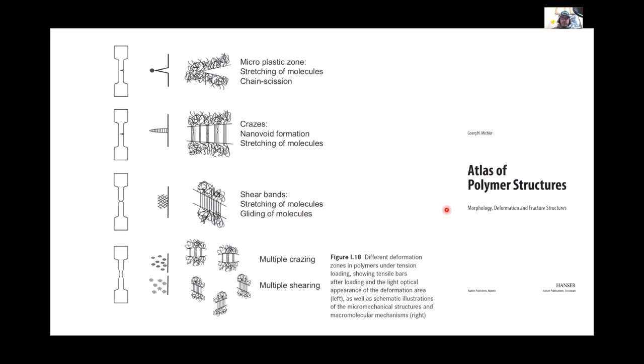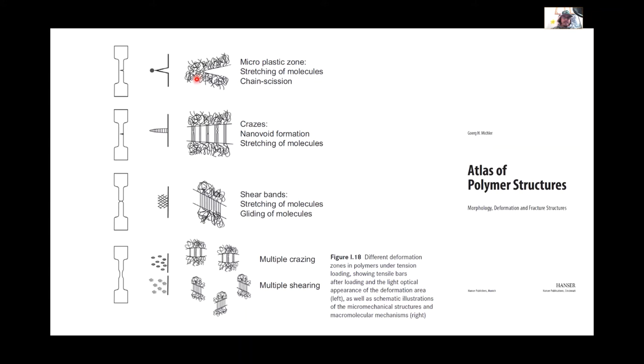I got this figure from this book, Atlas of Polymer Structures, and it talks about the anatomy of a failure. This is a tensile specimen, and you get what they call the microplastic zone. I'm going to show this figure and then another figure, and I think both of these on their own are incomplete. If you put the two figures together, I think it gives a better picture of what's happening when polymers fail, basically.